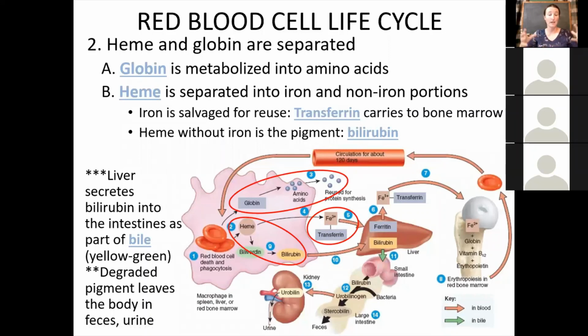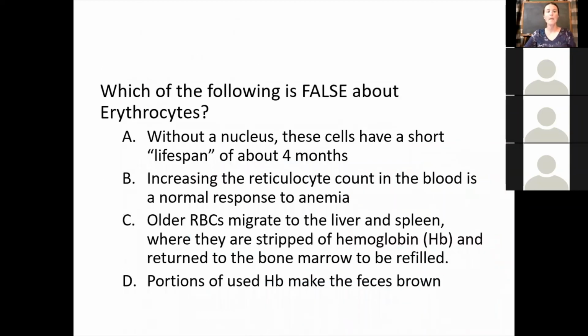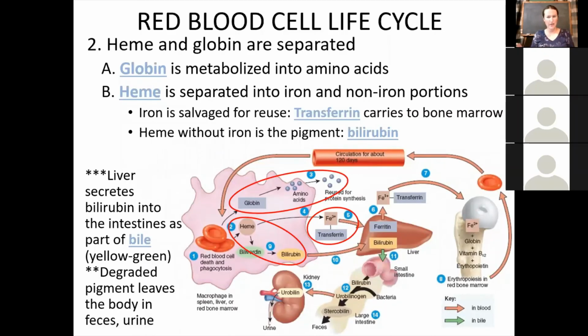So bilirubin is a pigment. It is derived from the heme component of hemoglobin. It is released by the liver and the kidney into the feces and the urine. And again, it also has a role in lipid absorption. First of all, any questions about that? I know that's a lot to take in.